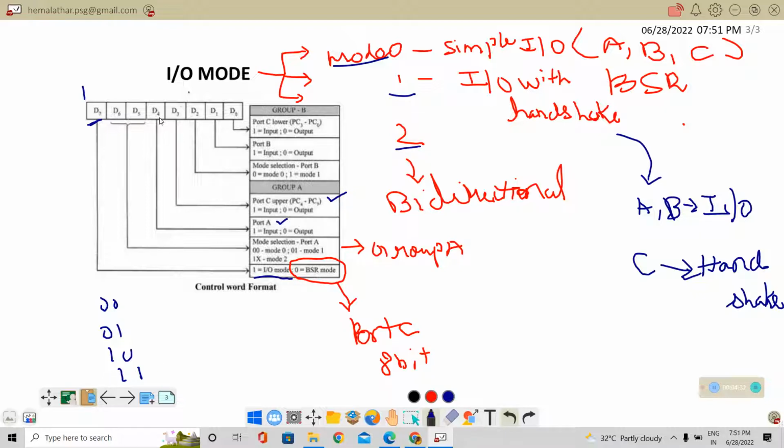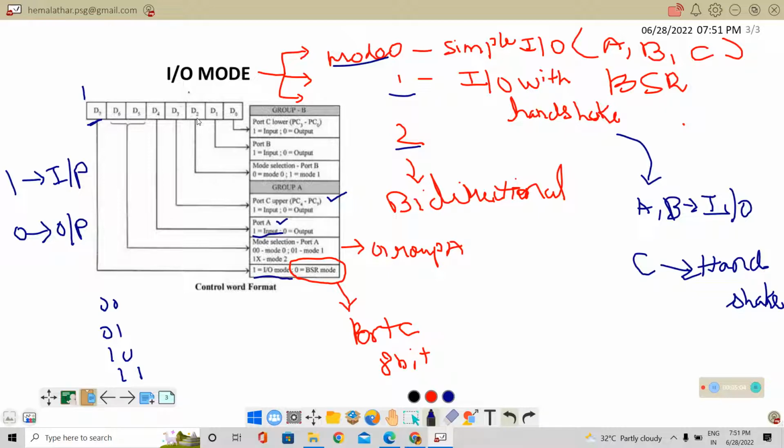Next, D4 represents whether your port A should act as input or output. Whenever it is 1, that particular port acts as the input port. If it is 0, that particular port acts as the output. So if D4 is 1, it is input, and if it is 0, it is output. The same way, D3 tells you whether your port C upper acts as input or output.